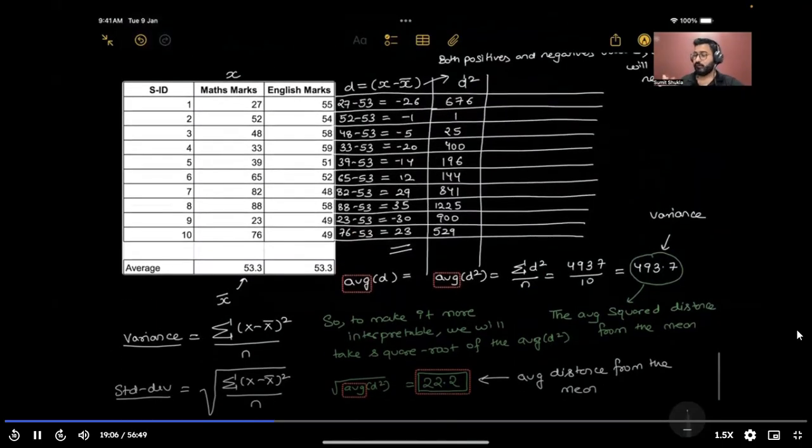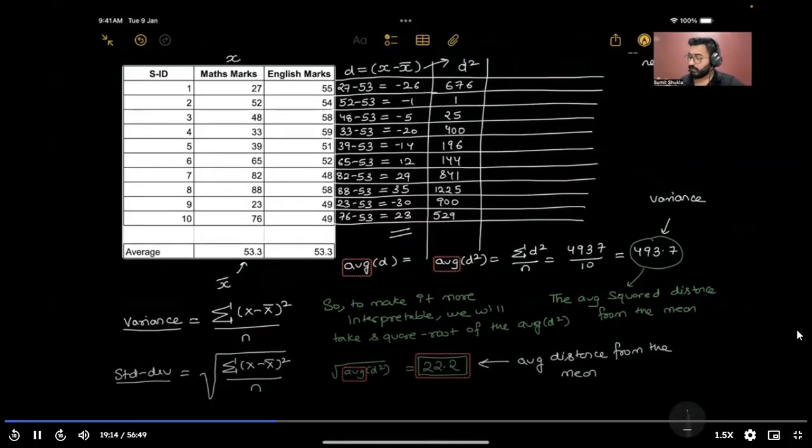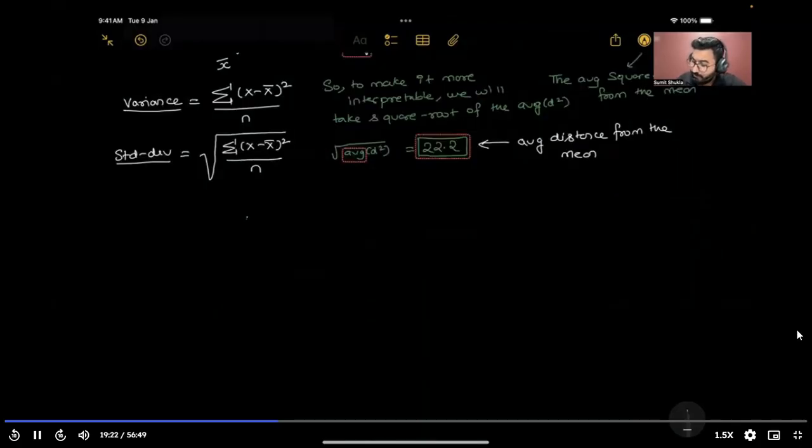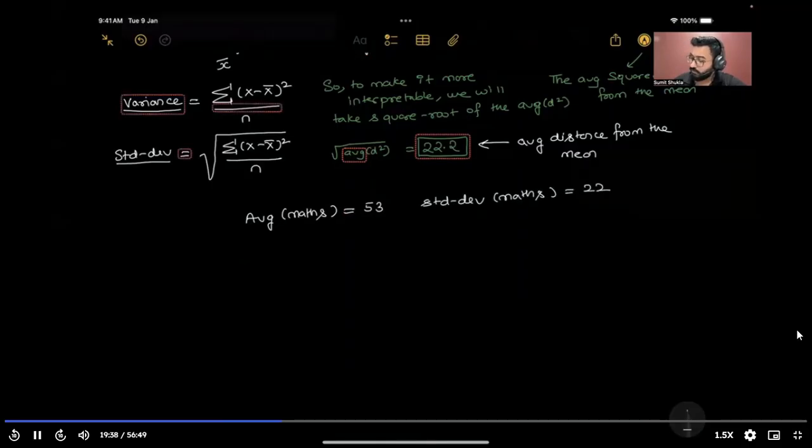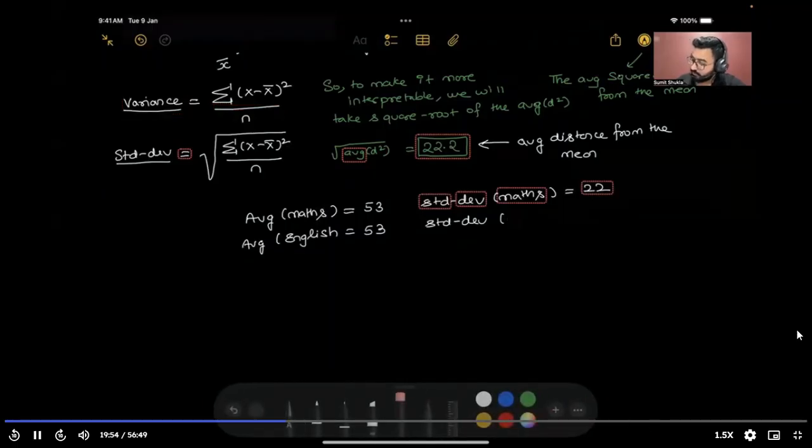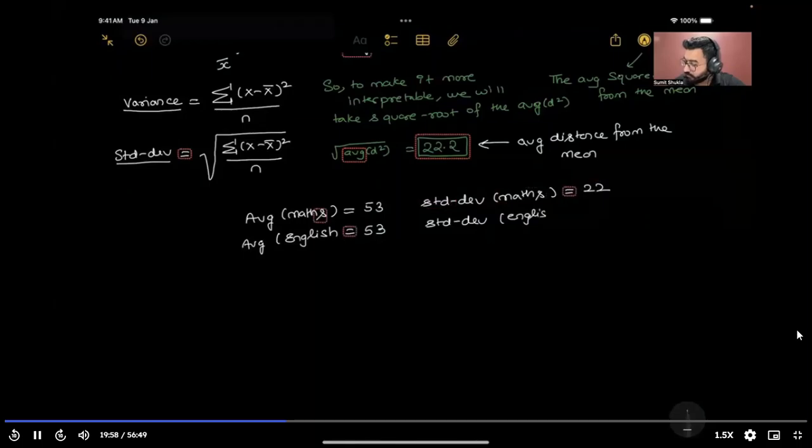Now I will ask all of you to also find out the standard deviation of English marks. I'm not sure what the number was, but it will definitely be lower than what we have obtained for math. So let's take a random number. The average of the maths marks was found to be 53, while the standard deviation for maths marks was found to be 22. Similarly, the average for English was found to be 53. And let's say, I'm not sure, but the standard deviation for English was found to be some 5.